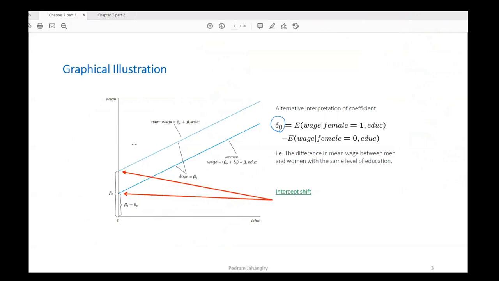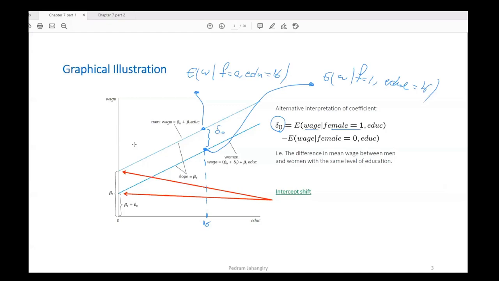If I look at the conditional expectation, what's the expected value of wage given female is equal to 1 and at any level of education? Let's say we fix the education, maybe 18 or 16 years, college education. This point is the expected value of wage given female is equal to 0 and education is equal to 16, minus this one, which is the expected value of wage given female is equal to 1 and education is equal to 16. This is my delta 0. So delta 0 is a change in intercept. Remember this phrase, change in intercept.